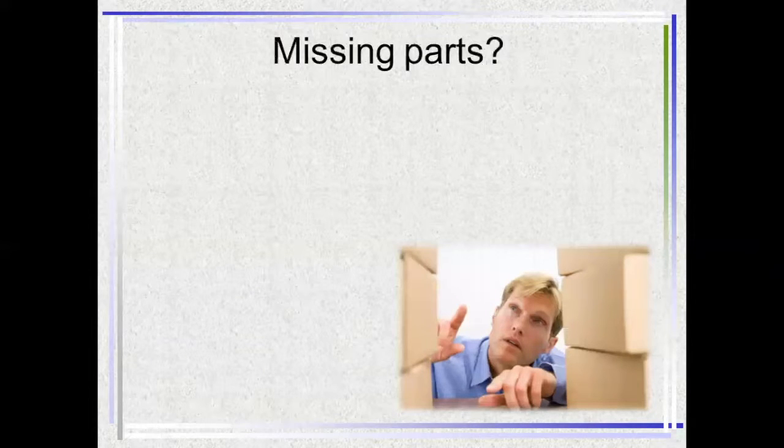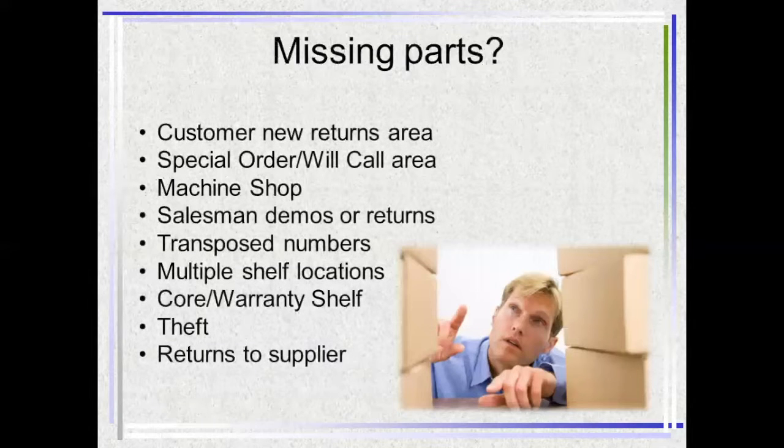What are some reasons for missing parts? The part is on the new return shelf and was missed during the count. The part is on the special order or will call area and was missed during the count. The part is being used on a job in the machine shop. The part is with your salesperson and was not billed to the salesman demo account. The number was transposed when invoiced out. There are multiple shelf locations where the product is kept, and not all the locations were counted.